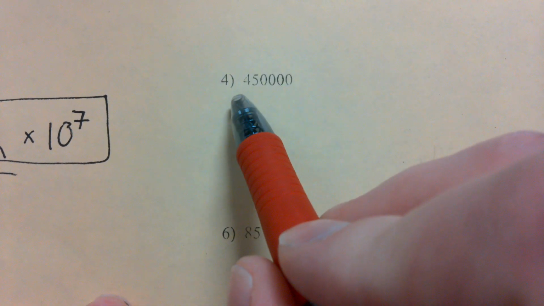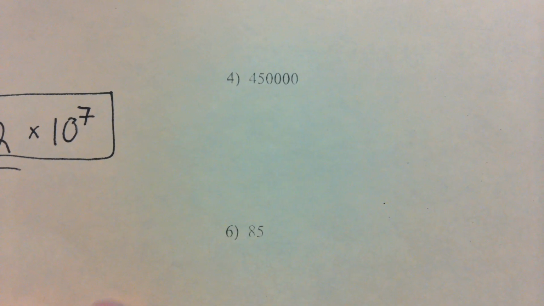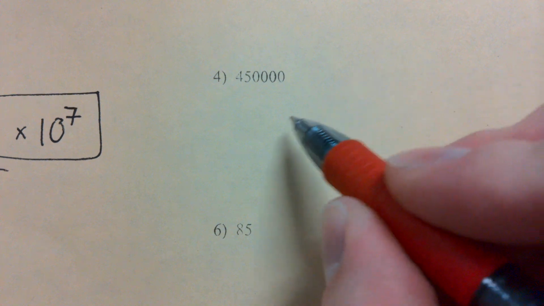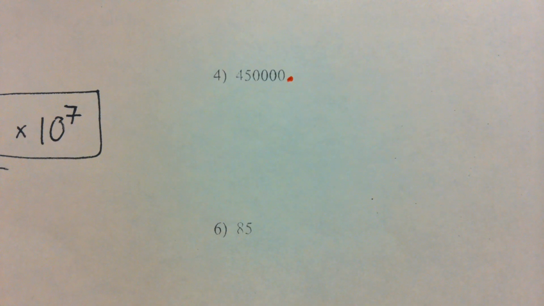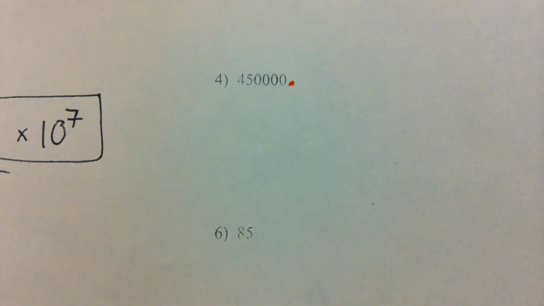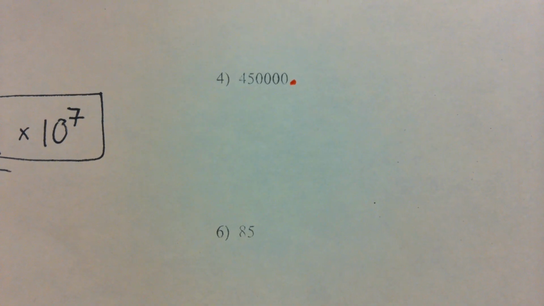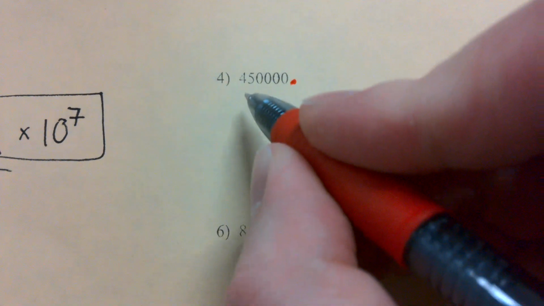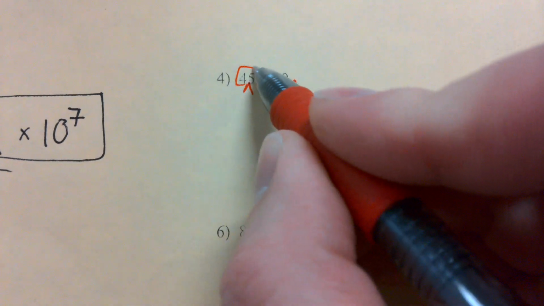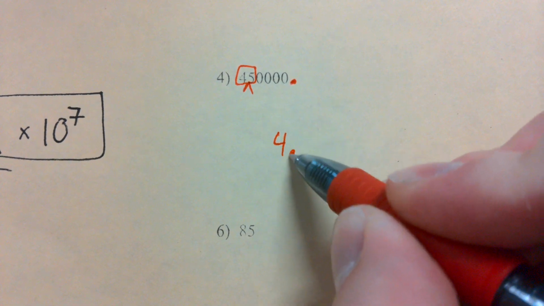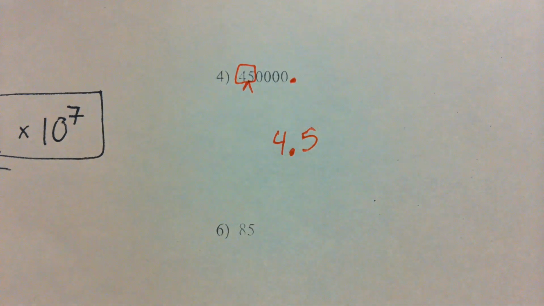So in this number here, 450,000, where's my decimal? At the very end, right here? Yes, that's where my decimal's at. But where do we want it to be? Between the 4 and the 5. That way our leading number will be 4.5. Is that in between 1 and 10? Yes, it is. That is what we want.